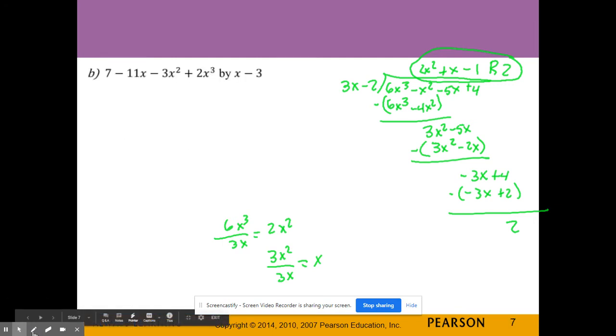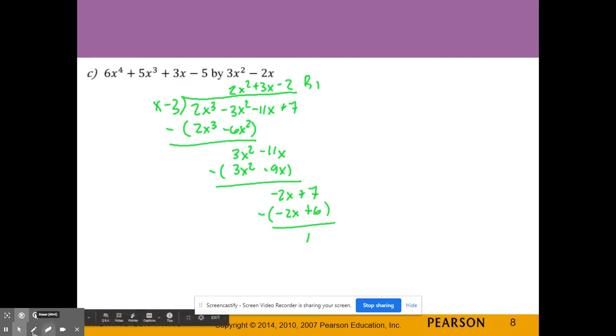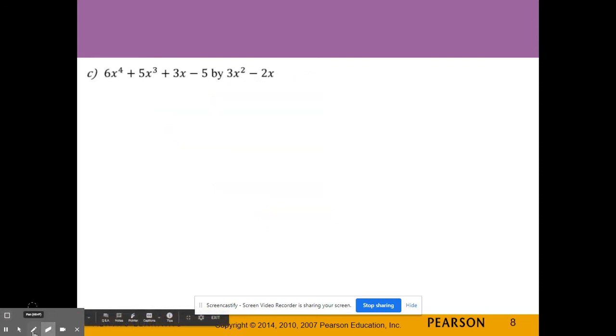For the next 3, I want you to try them on your own, and I'll work them out. So pause for part B here. So this one ends up being 2x squared plus 3x minus 2 with a remainder of 1. Same thing with part C. Pause it and come back and check your answer.